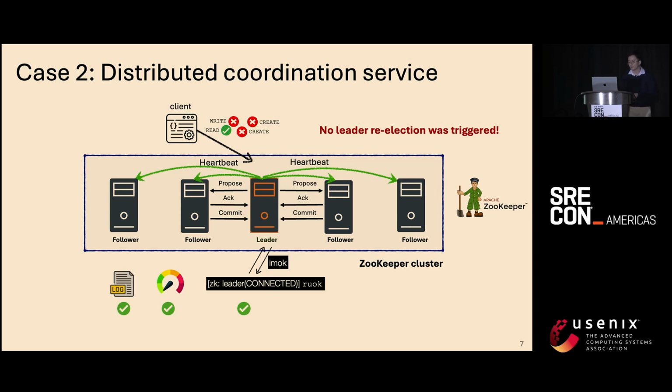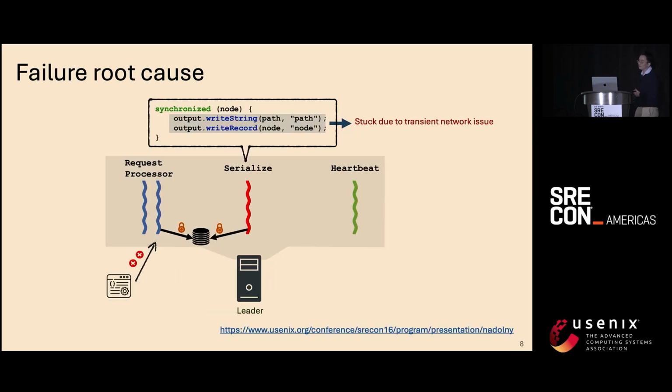just "I'm OK." So what is happening here is that there is this serializer thread inside this leader process that gets stuck when it's dumping a snapshot to another follower because of a network error. But the serializer is holding a lock when it's getting stuck, which in turn affects the request processor module. But the failure detector, the heartbeat thread, is not affected.